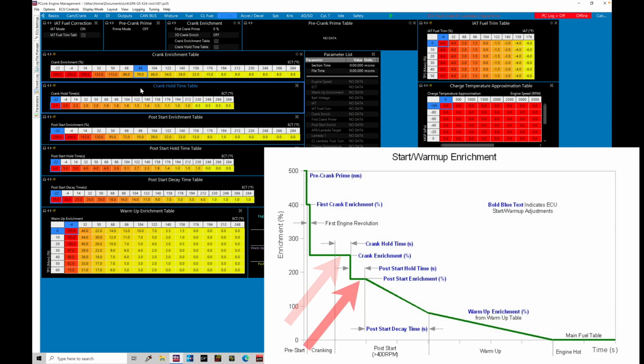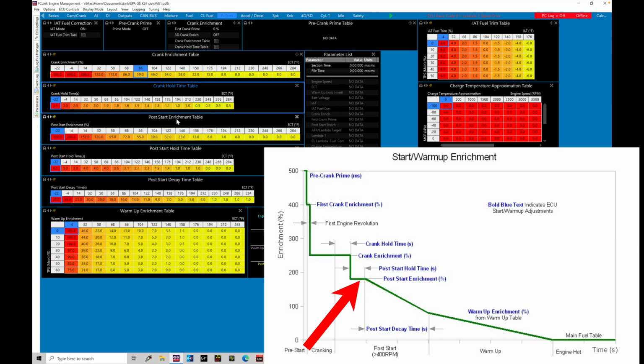And we can find that taking a look here in our graph, we're going to see that there's a post-start enrichment that's applied. So a couple things with the post-start. We find that there's the post-start enrichment, there's the post-start hold time, and the post-start decay time.